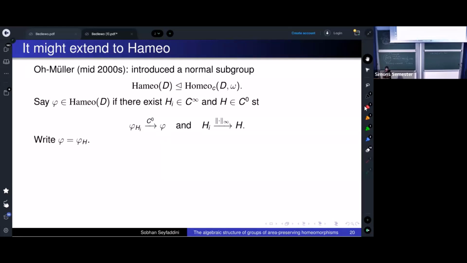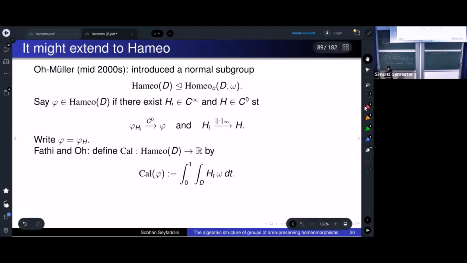They checked in their paper that this Hameo is actually a normal subgroup. The conjecture in the paper was that it's a proper normal subgroup, but that turned out to be difficult to show. Then, in conversations with Fathi, Oh and Fathi together suggested another approach to solving the conjecture: maybe we could try to extend the Calabi invariant to this intermediary subgroup. I'll tell you why they did this. The reason is that there's an obvious definition just sitting around.